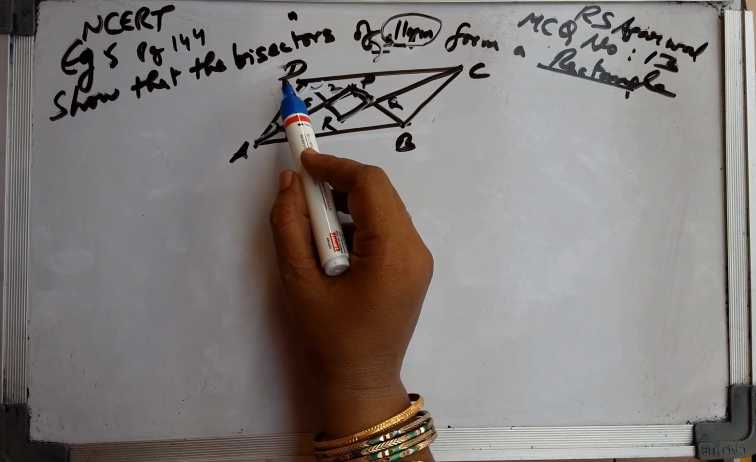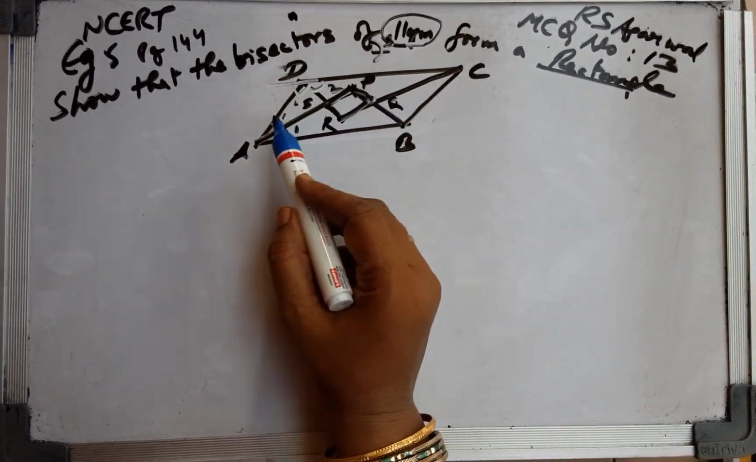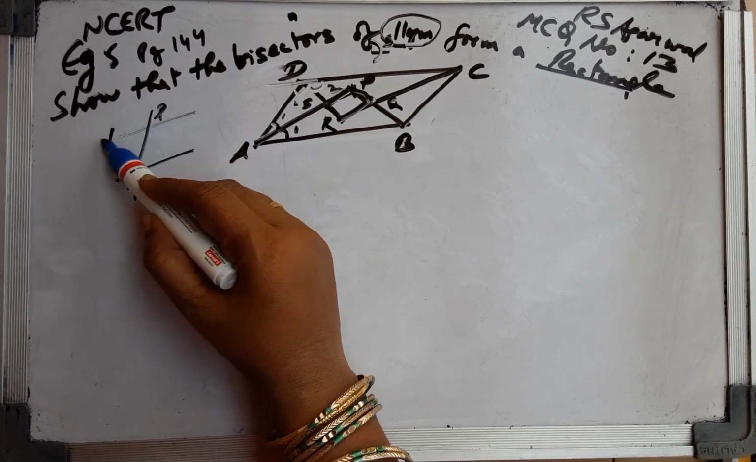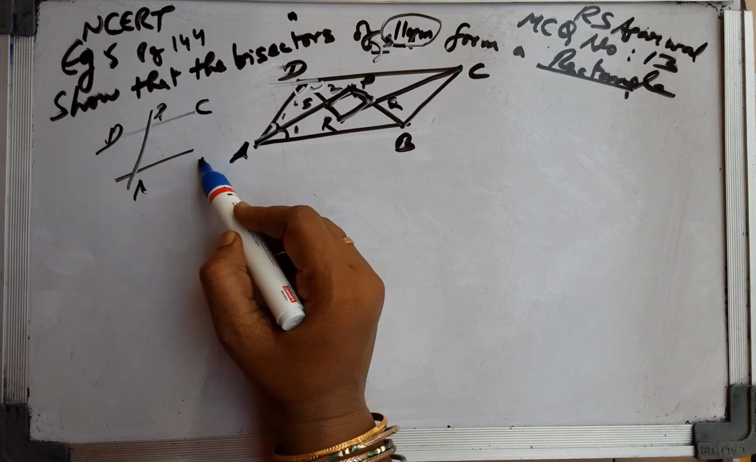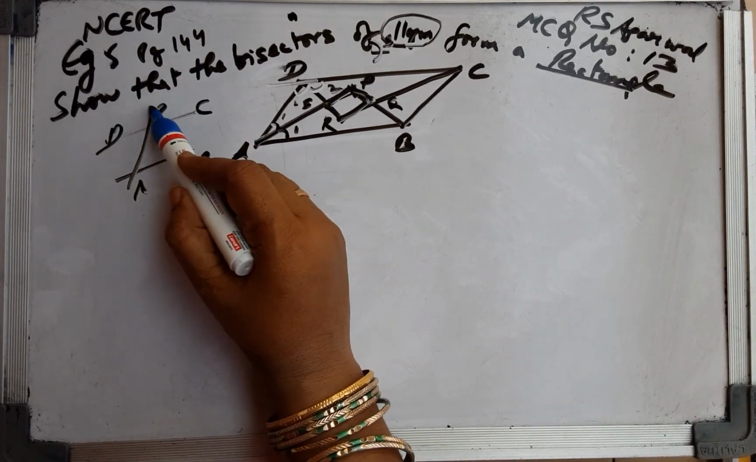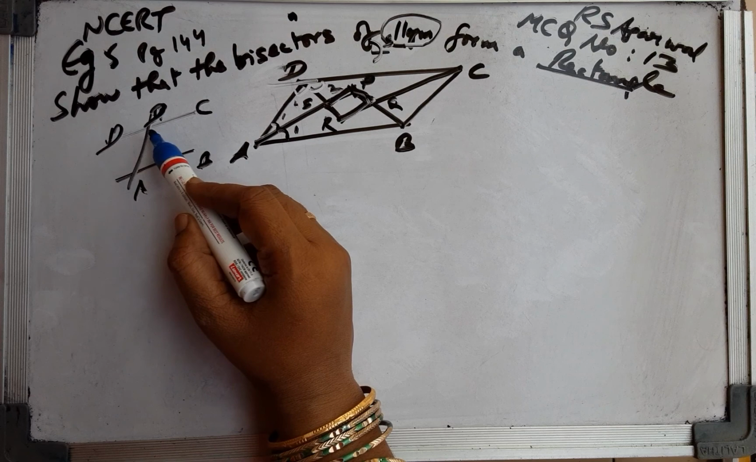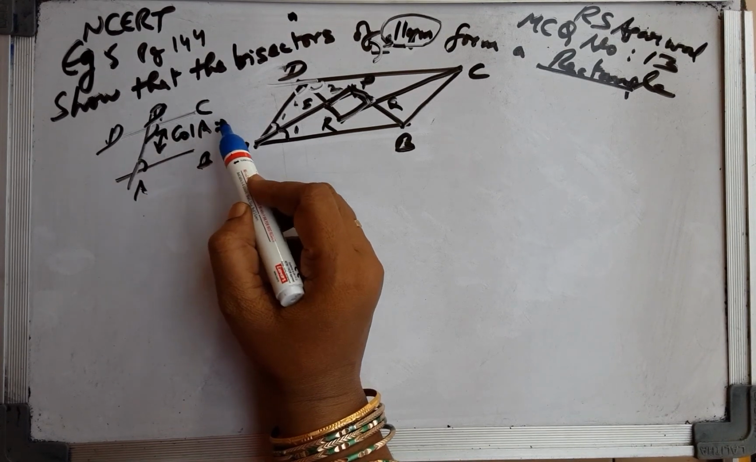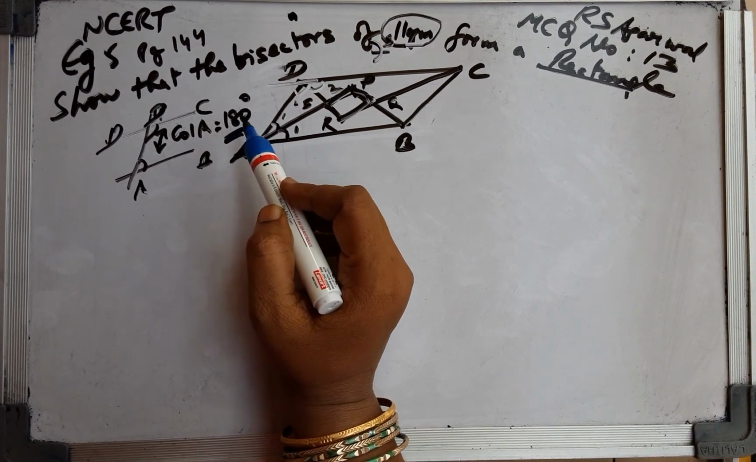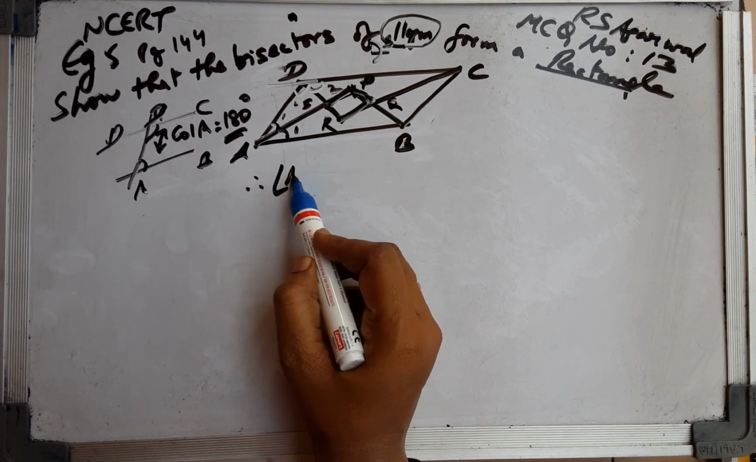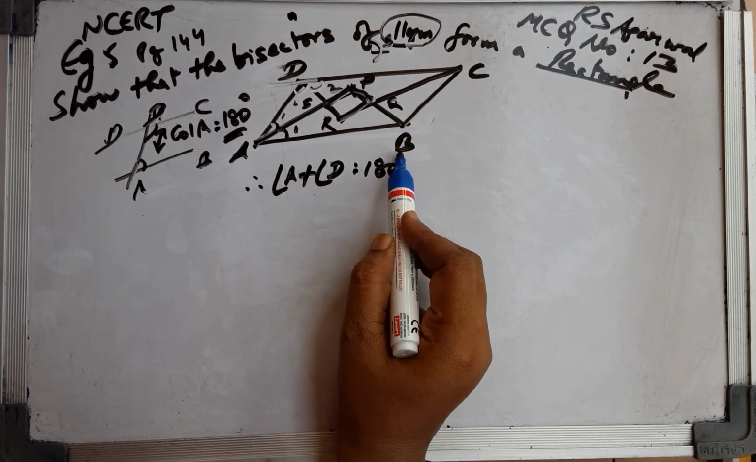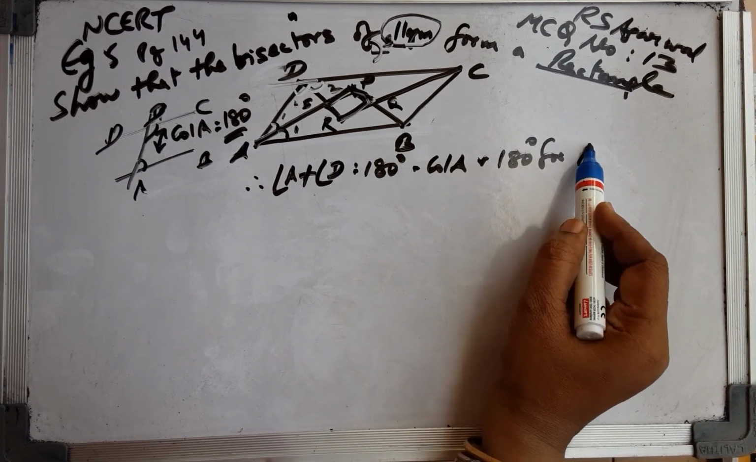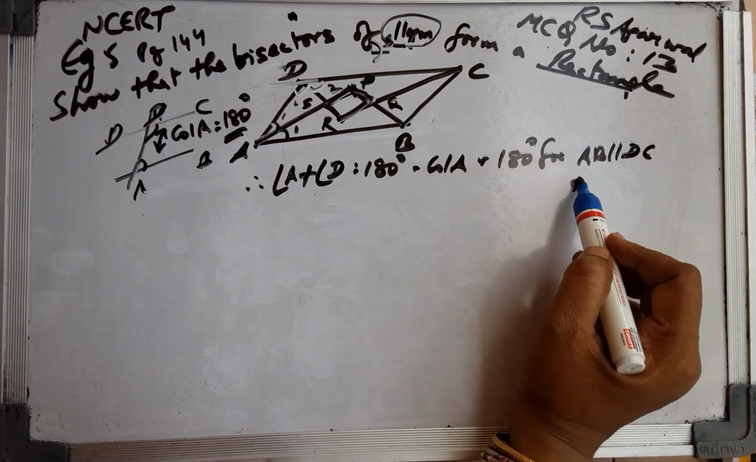Now let me explain. For a parallelogram, DC and AB with transversal AD, we have these two co-interior angles which are supplementary, that is, the sum of angles is 180 degrees. Therefore angle A plus angle D equals 180 degrees. Co-interior angles are supplementary for AB parallel DC with transversal AD.